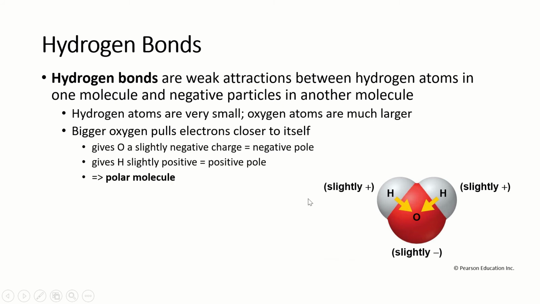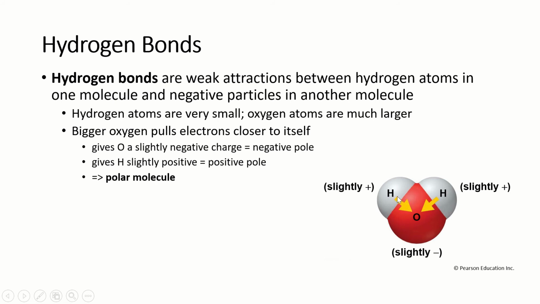The one we care about for our purposes for general biology and for anatomy is the attraction between water molecules. So notice that in a water molecule, here's our H2 and our O. The O is much bigger than the H's. The H's are really tiny. Because the O is bigger, it actually is able to pull the electrons closer to itself.